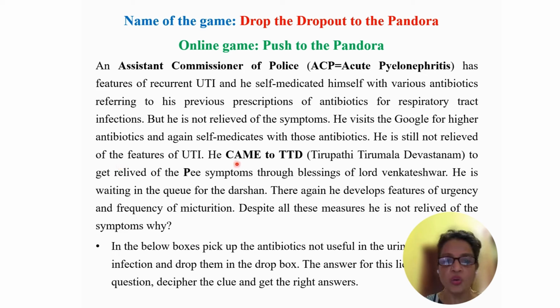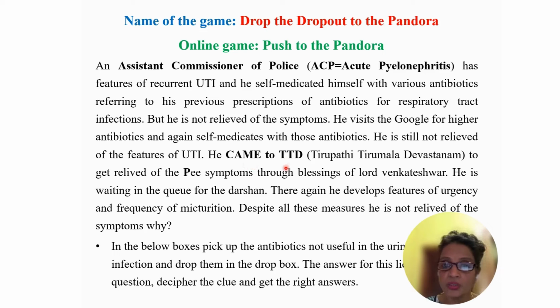So he came to TTD, that is Tirupati Tirumala Devasthanam, to get relieved of his P symptoms, the urinary symptoms, through the blessings of Lord Venkateshwara. He is waiting in the queue for darshan. There again, he develops features of urgency and frequency of micturition. Despite all these measures, he is not relieved of the symptoms. Why? Because he has taken some antibiotics which are not working on the urinary tract infections.